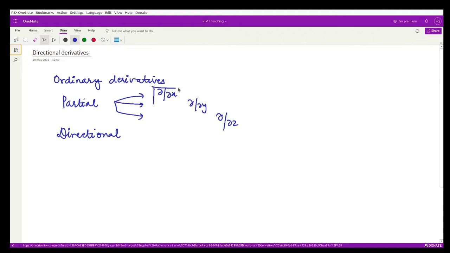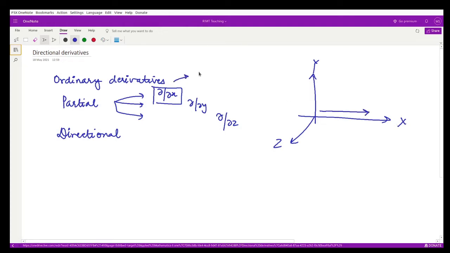If I talk about this del by del x, what does this derivative tell you? Suppose this is your x direction, this is y direction, and this is z direction. It will give you the change when you are moving in the x direction. So this will tell you the change in the function, whatever function you are applying this operator onto, when moving in the x direction. Similarly, del by del y will give you the change in the y direction, and del by del z will give you the change in the z direction.